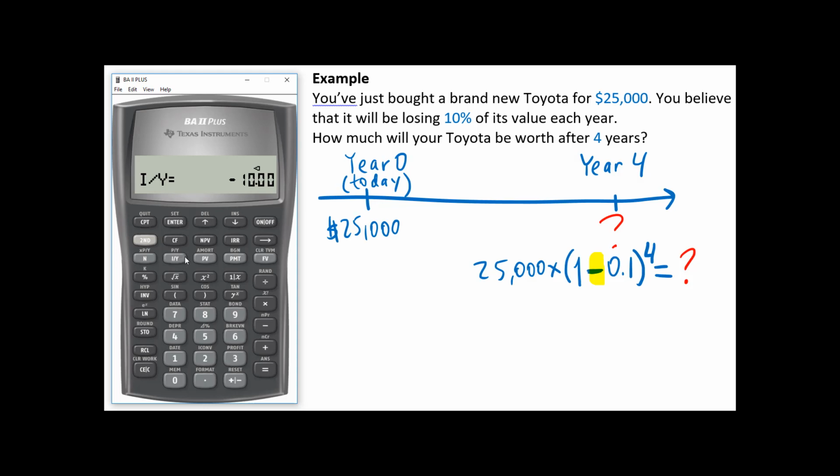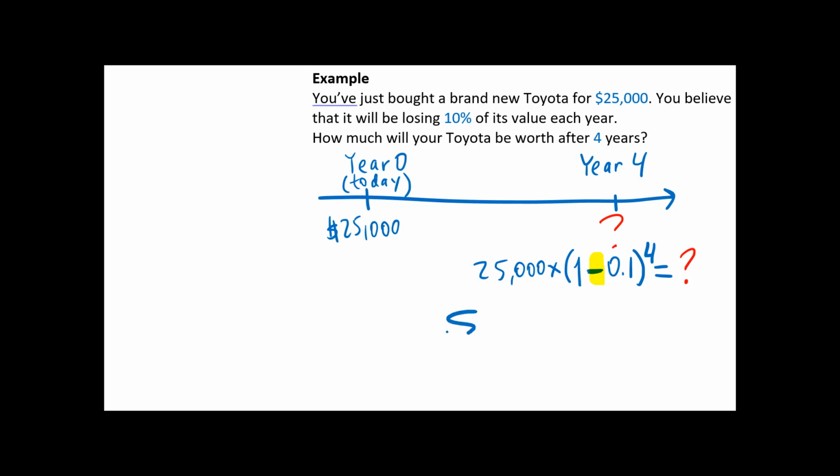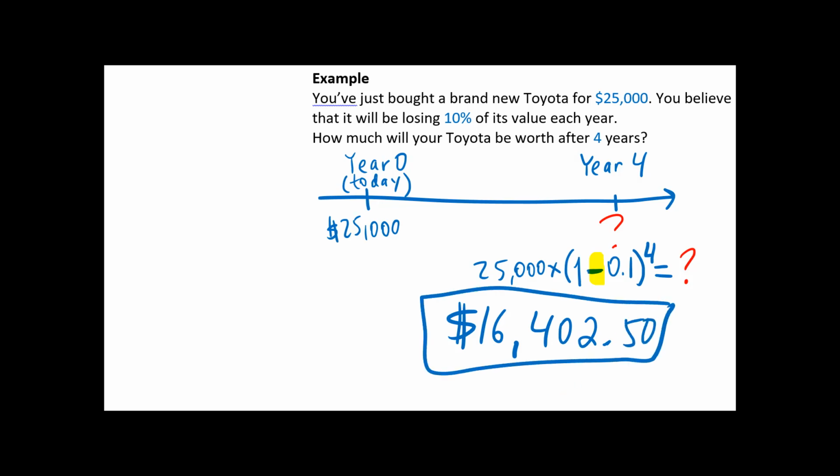Then save it as your interest rate, IY, which is the equivalent of the loss in value of the car every year. We entered 25,000, we entered negative 10% as the change in value, we entered 4 for the number of years. Now press compute future value. $16,402.50, and this is our answer.